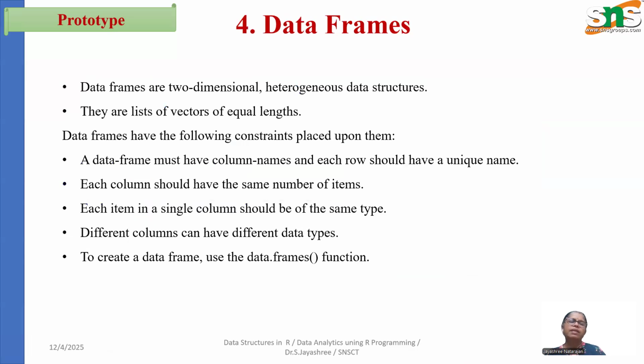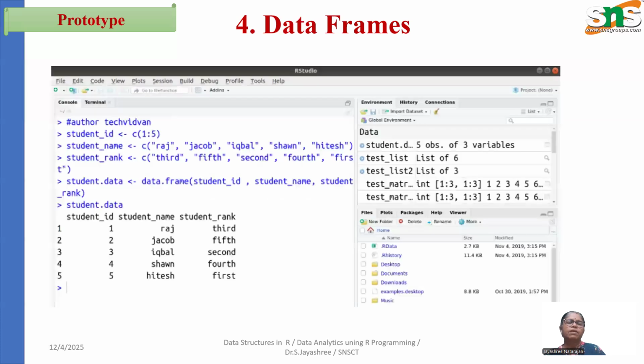So next one is data frames. Data frames are two-dimensional heterogeneous data structures, as I already told, right? To create a data frame, data.frame is the function. So look into this data frame. A data frame contains heterogeneous data, made of various vectors. Here there are 3 vectors: student ID, student name, and student rank. So here a data frame is created.